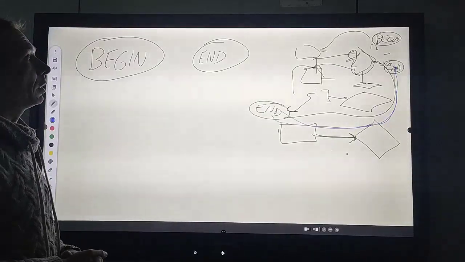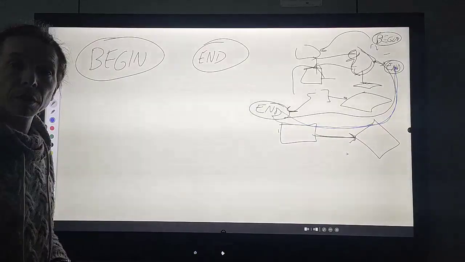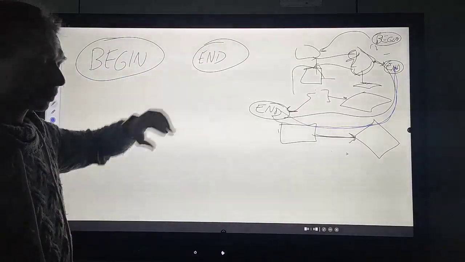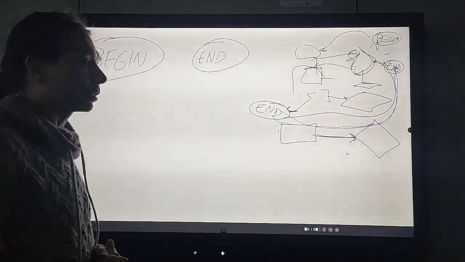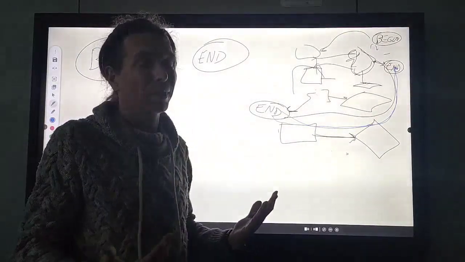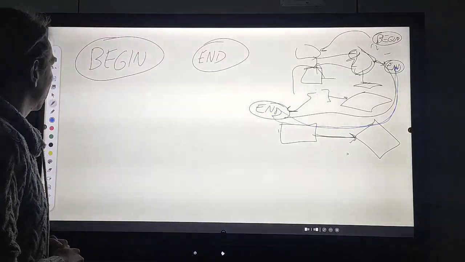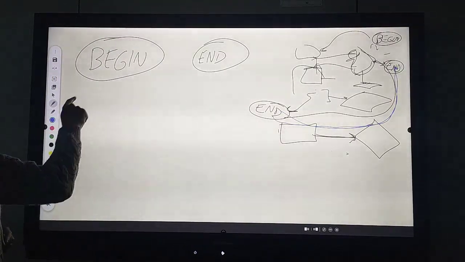Well, the elliptical shape is used only for the beginning and for the end. Then we have a few other shapes. Another one is this one, the parallelogram.